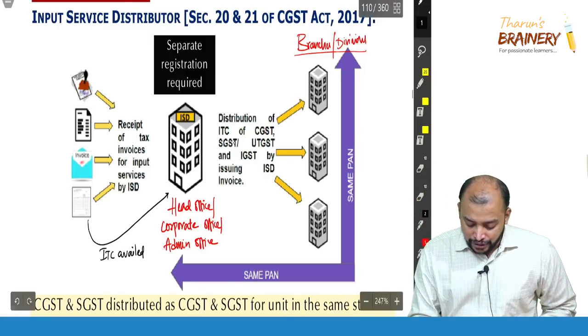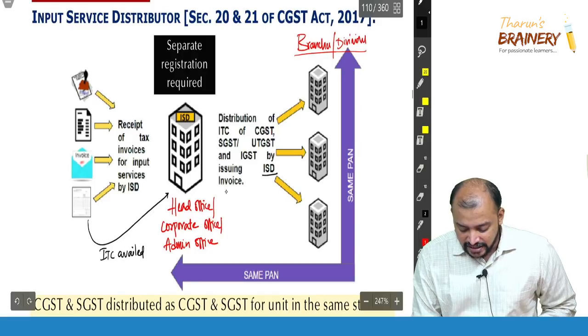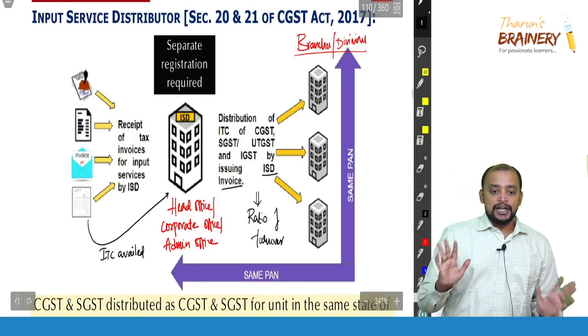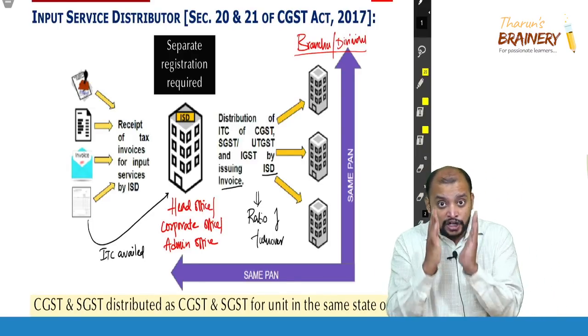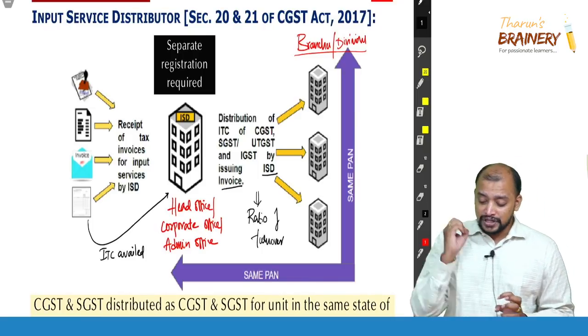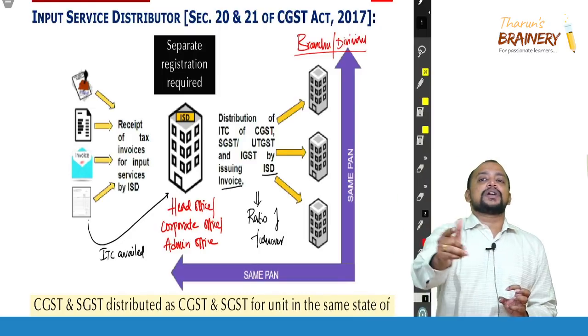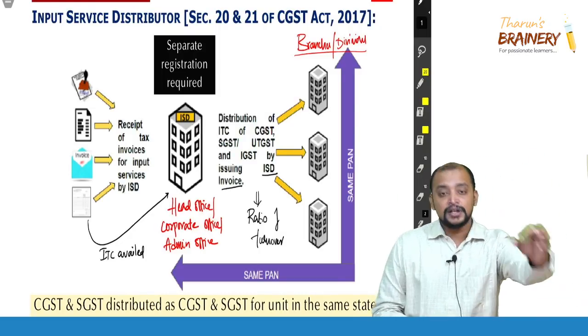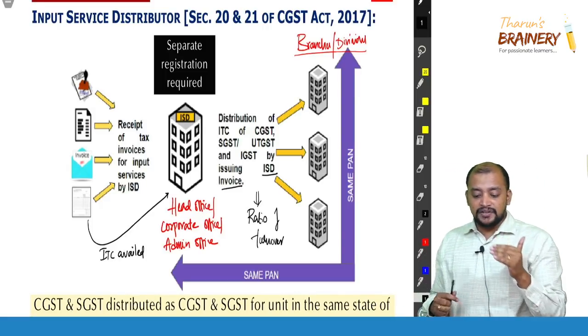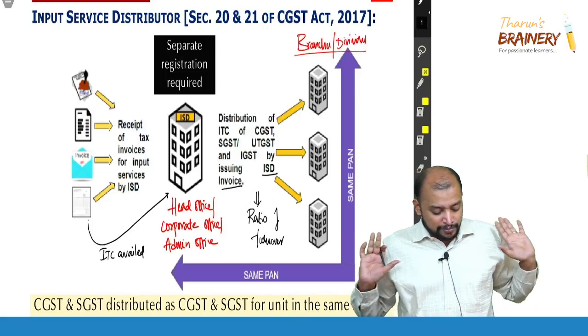They will distribute the ITC by giving an ISD invoice. In what ratio? In the ratio of turnover. In the ratio of turnover, the credit will be distributed. Now, that head office, corporate office or administrative office will be known as input service distributor, and they need to get a separate registration. So, ISD should get a separate registration, and these branches or divisions are under the same permanent account number.